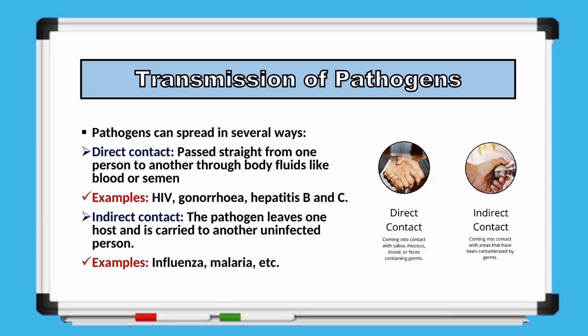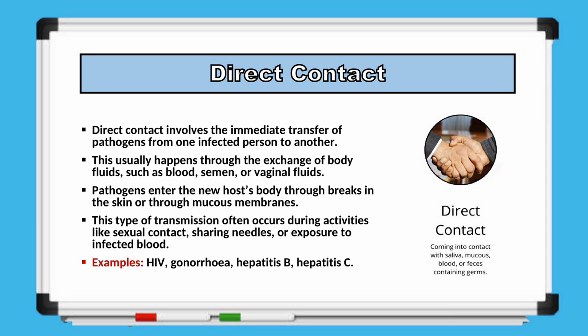Understanding both direct and indirect methods of transmission is important because it helps explain how diseases can move through populations and why measures like hygiene, safe food and water, and vector control are essential in preventing the spread of infectious diseases.